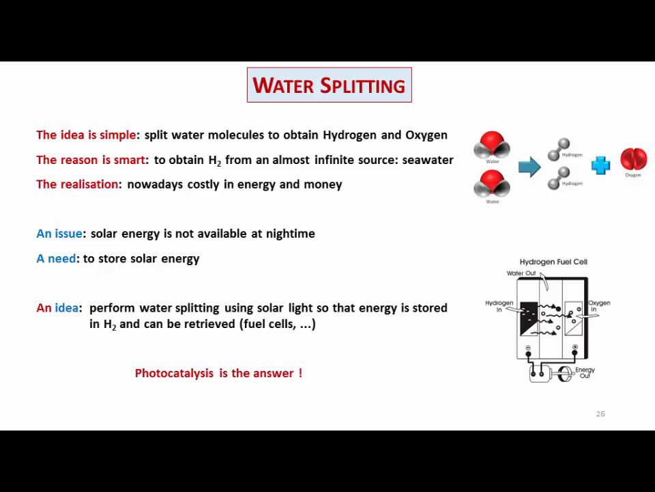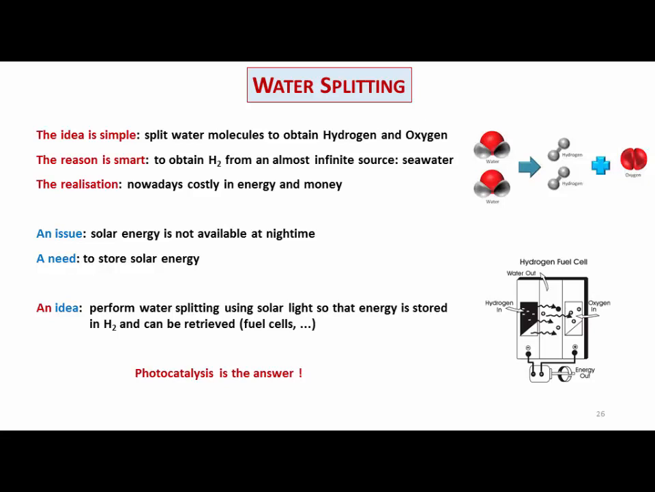Nowadays things are not so good. It's not energy efficient. What you get in terms of energy back from hydrogen is less than what you need to pay for splitting water. But if the source is there and free, like the sun, you might not care too much about this. So that's why photocatalysis is considered with solar light for water splitting.